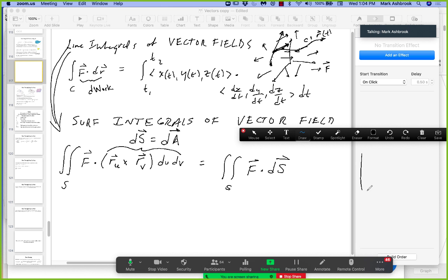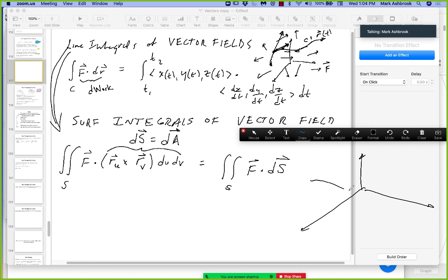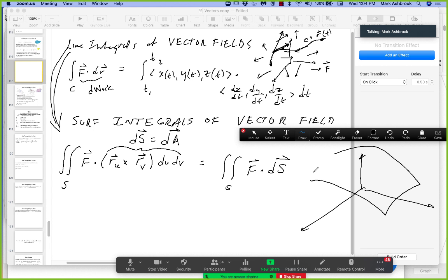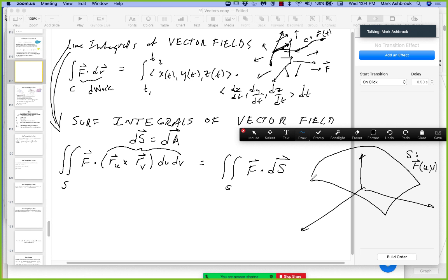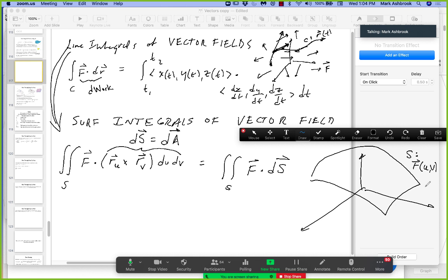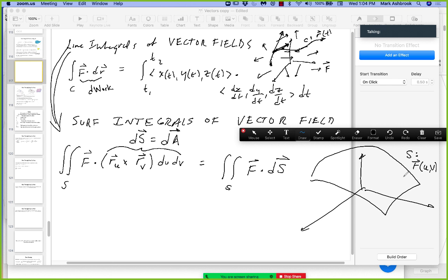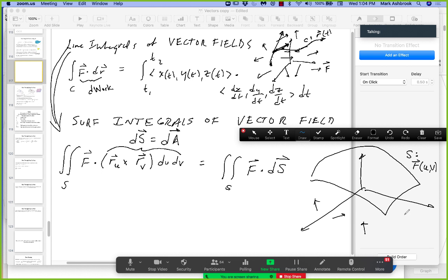So let's talk about what's going on here. We have some surface like this. And we know that surfaces can be defined in two variables, two parameters, right? Curves are defined by one parameter t. Surfaces, we parameterize those with two variables. And that's in a vector field, that surface.